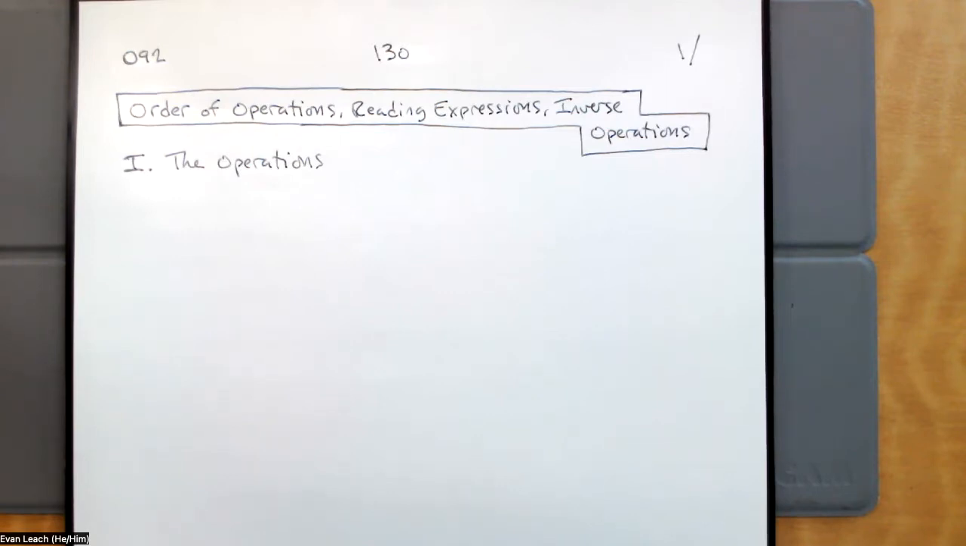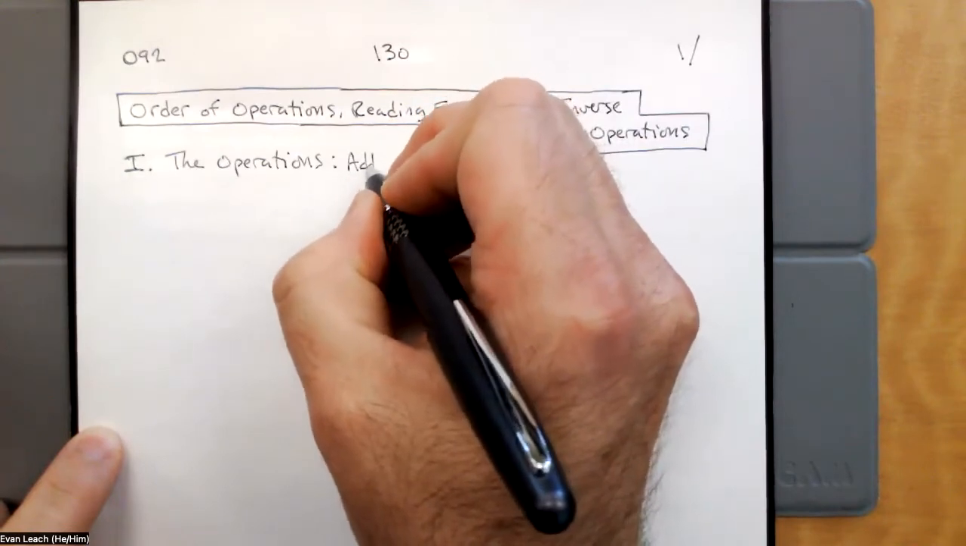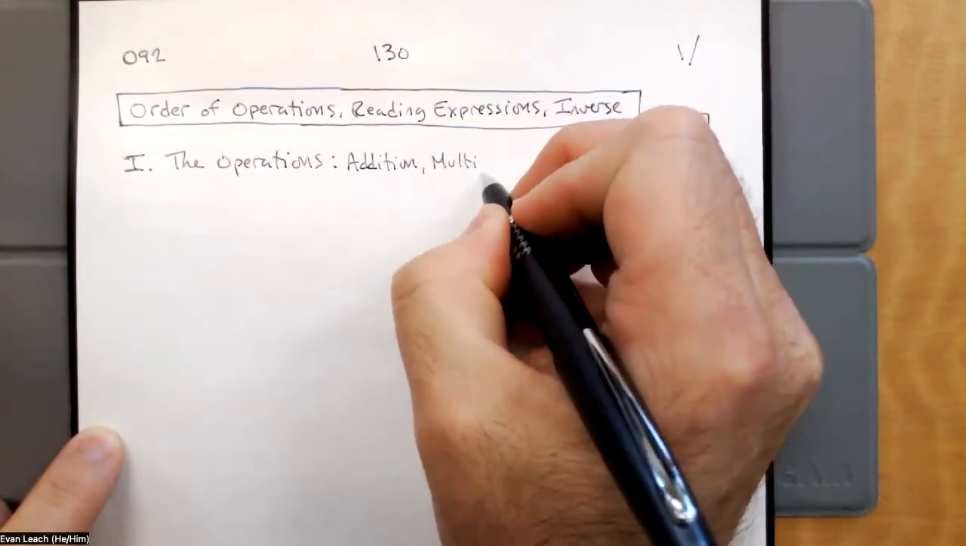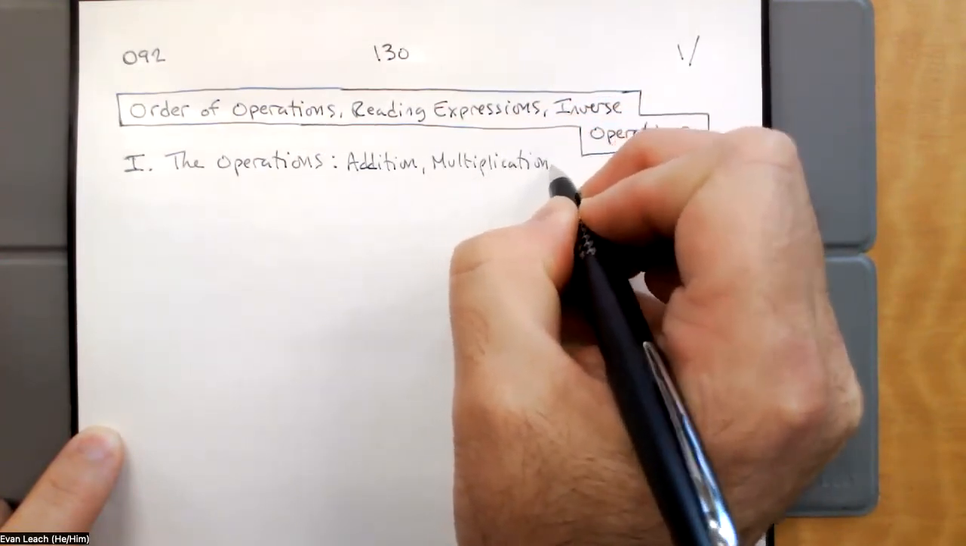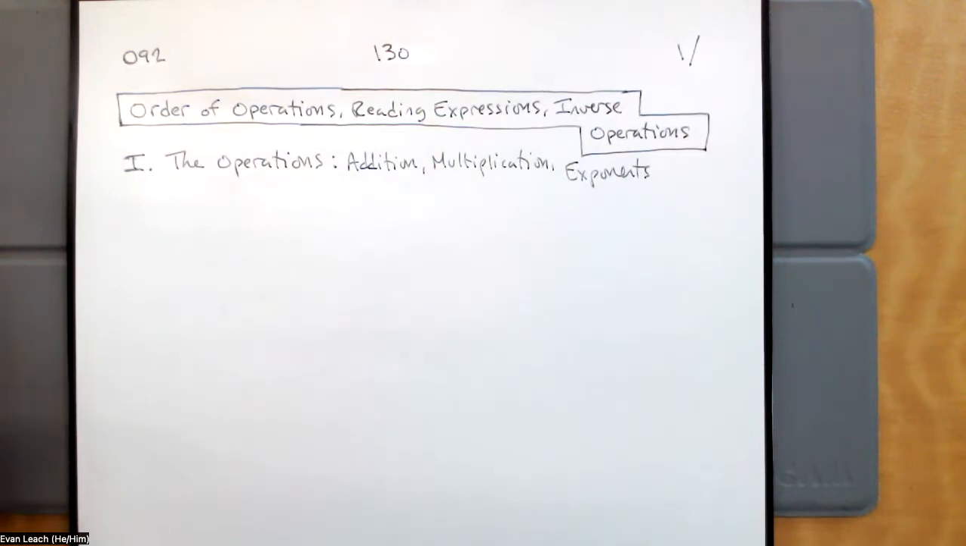When I talk about the operations, I'm talking about the big three that we learn about. The big three operations: addition, multiplication, and exponents. These are the big three operations that we deal with: addition, multiplication, and exponents. You might notice that there are a few missing from this. There are lots missing from this, but the two that stand out are subtraction and division.